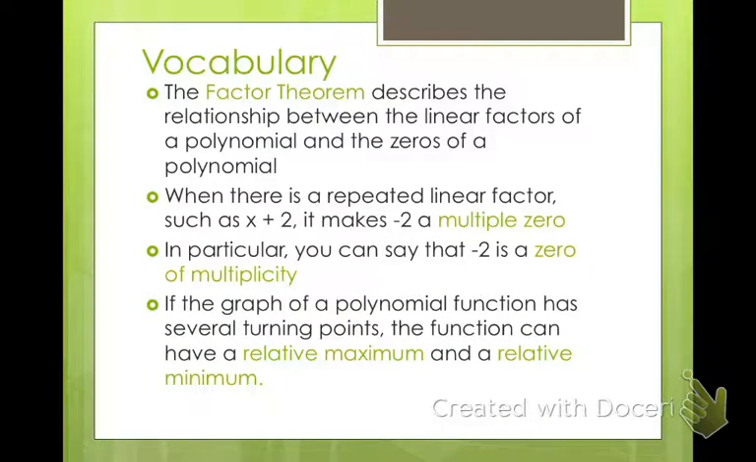If the graph of a polynomial function has several turning points, the function can have a relative maximum and a relative minimum. So instead of having a full maximum and minimum, if we have a turning point, let me do a quick sketch. If it does this kind of thing, this would be a relative maximum, this would be a relative minimum, because even though it's not the highest and lowest point of the graph, it's relative to a certain space on the graph.